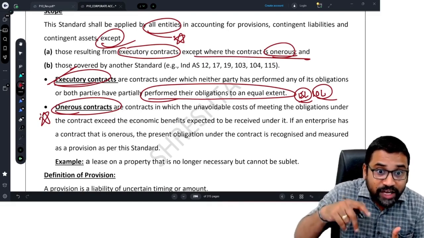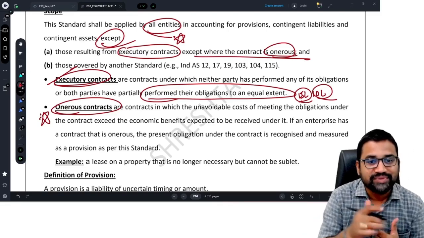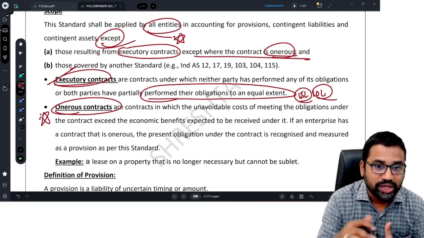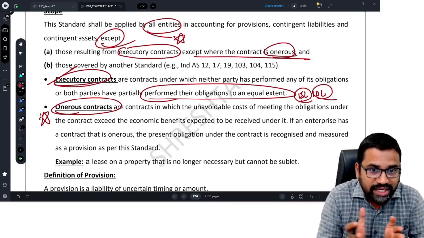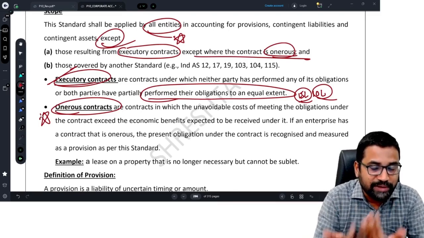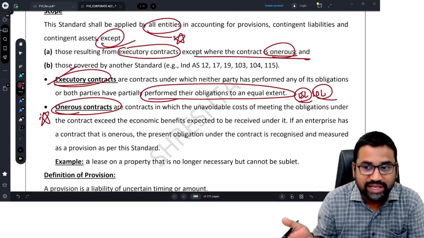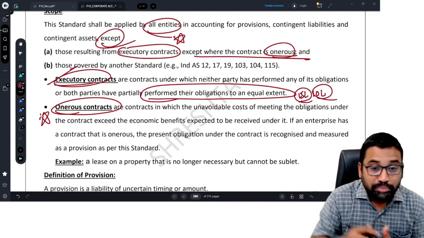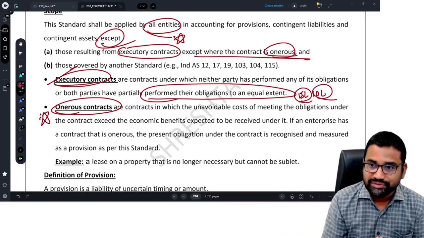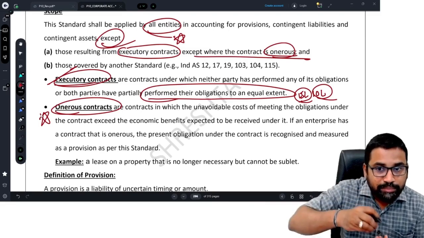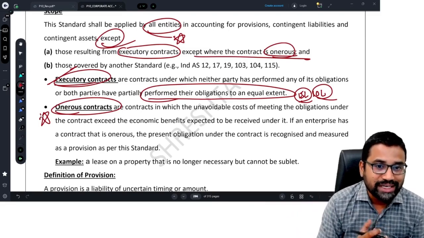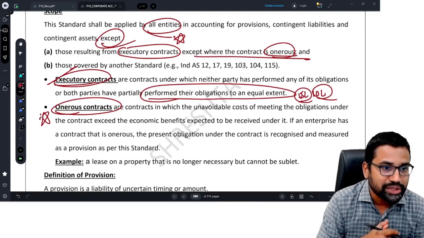Now, if the contract is onerous in nature, this standard is very much applicable. So they may coin one question from this. If the contract is executory, that means neither party has performed any duties, or both have performed to an equal extent, this standard is not applicable. But if the same contract is onerous in nature, onerous means the benefits we are going to get are less than the cost we are going to incur.